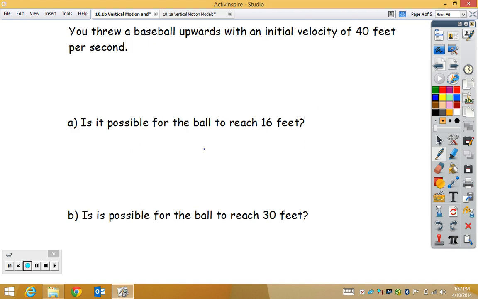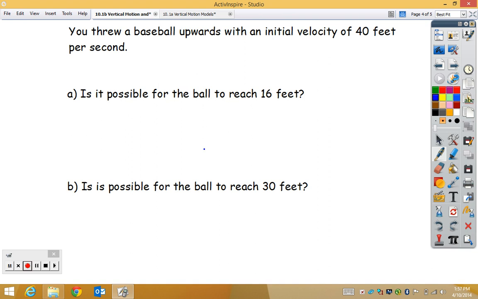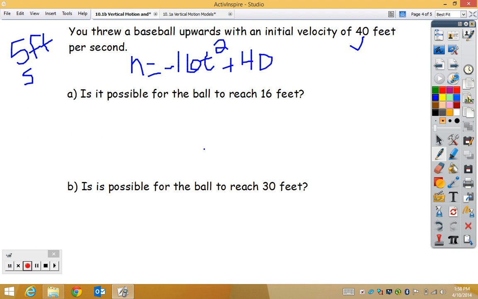So you threw a baseball upwards with an initial velocity of 40 feet per second. And we're going to say it started from 5 feet, because obviously you wouldn't throw a baseball from exactly the ground. So 5 is your starting height. Our velocity is 40, so we know this much already. H, we have no ending height yet. We know it's negative 16t squared. We throw upwards, so it's positive 40t, and we started at 5.